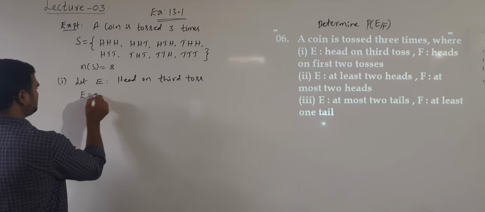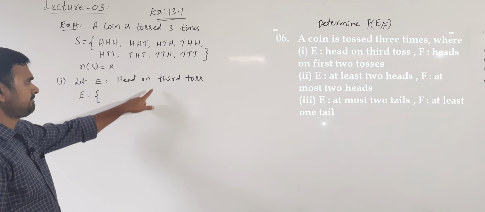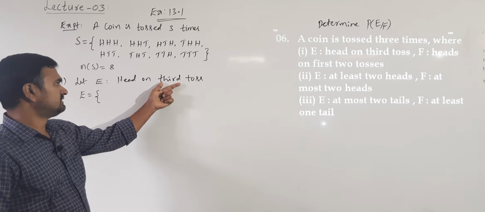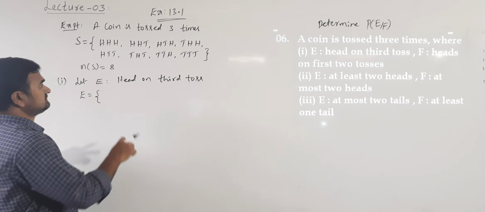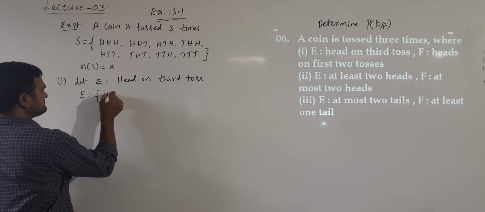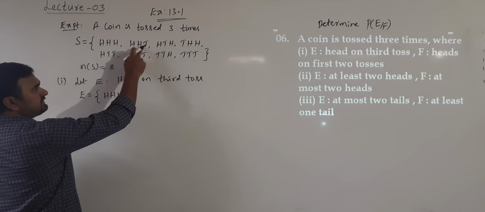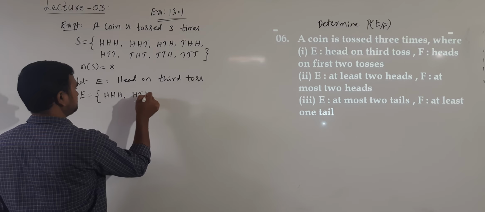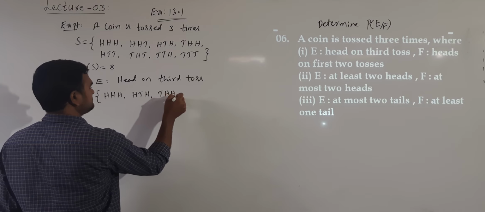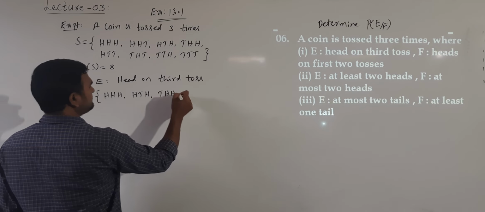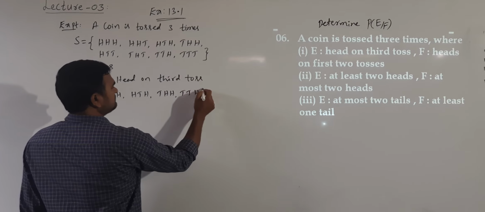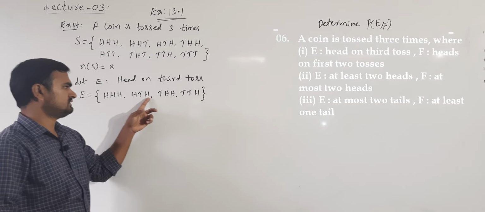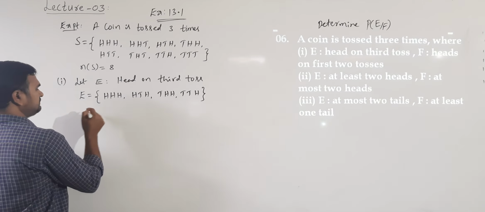So what will be the elements of event E? I can write whatever outcome we get on the first 2 tosses. We are interested only in the third toss being head. So third toss is head means we can take HHH. We cannot take HHT because the third toss is giving tail here. We can take HTH. We can take THH. Next we can take TTH. No other possibility. So there are 4 outcomes where there is a head on the third toss. So N of E we know is 4.